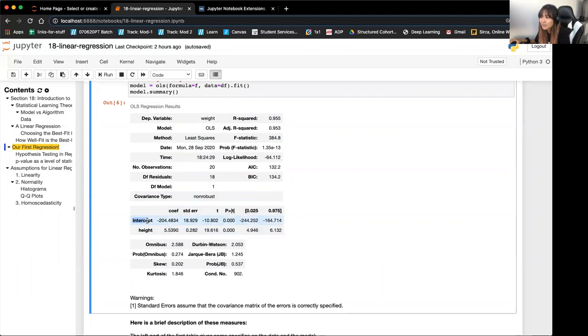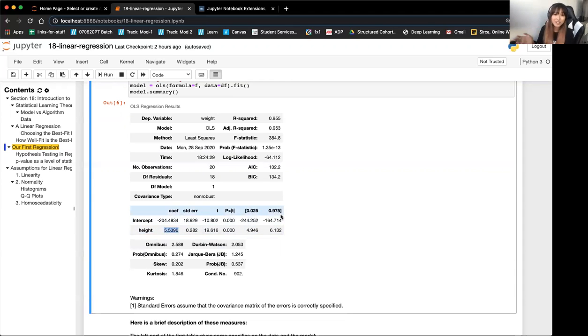So here we have our intercept term, which is our beta 0. And here we have our height variable. First thing, we have our coefficients. So the coefficient of the intercept, meaning that beta 0, is negative 204. And beta 1, which is the parameter that we multiply by our height, is 5.539. What this means is that every 1 inch increase in height will lead to a 5.539 increase in weight in pounds. That's how you would interpret this coefficient.